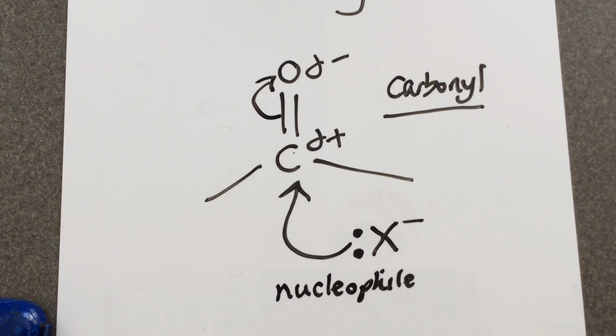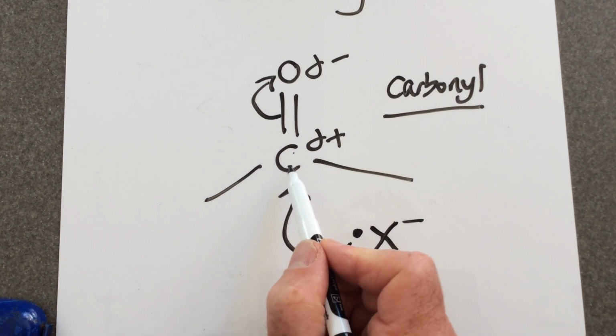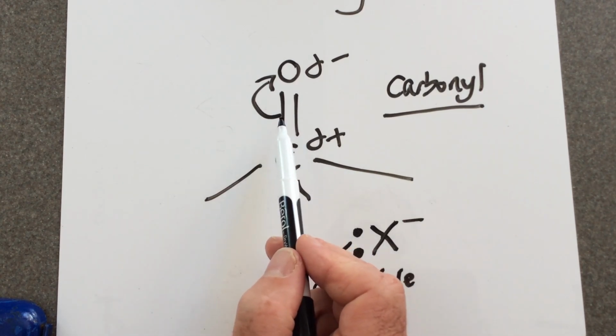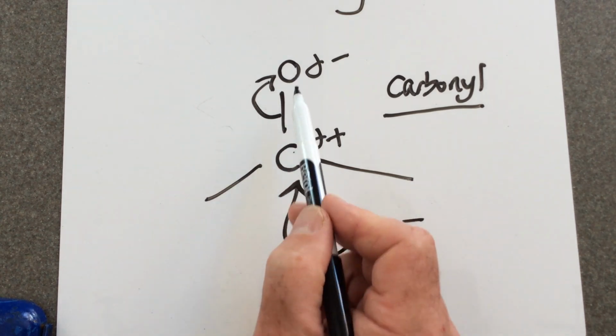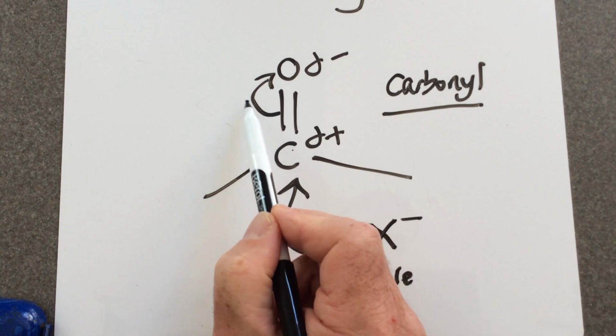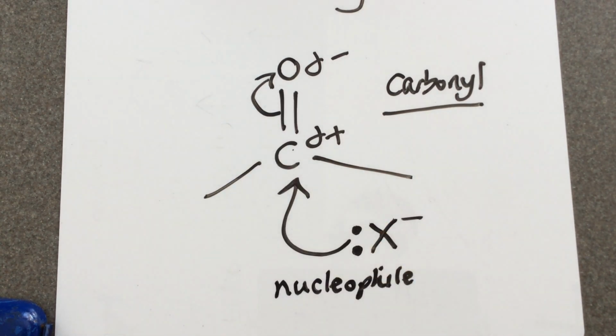This is the basis of the mechanism that we're interested in for this area of chemistry. We're dealing with nucleophiles, which are going to attack the delta positive carbon atom. And as that occurs, the pi bond in the carbon-oxygen double bond will break, and the pi bond electrons will move onto the oxygen atom. More about that in a later video.